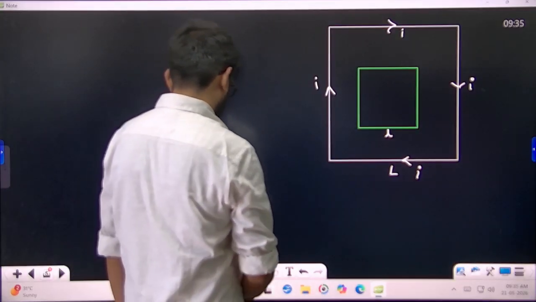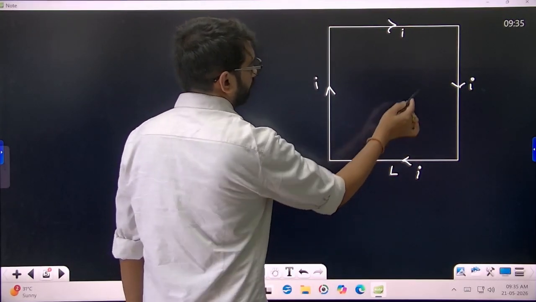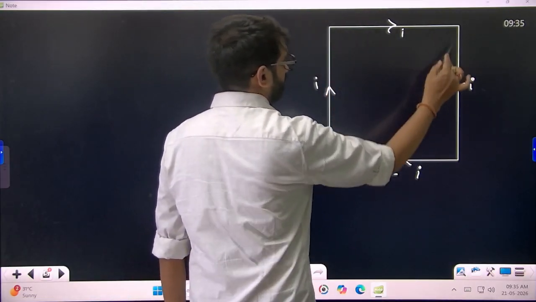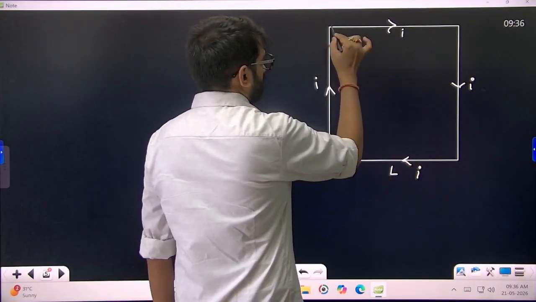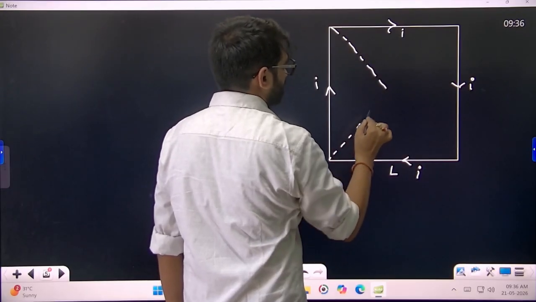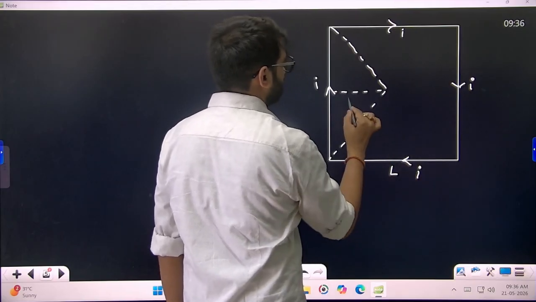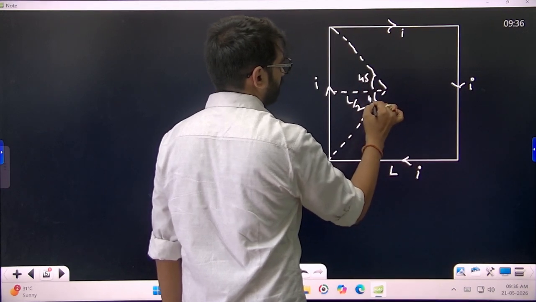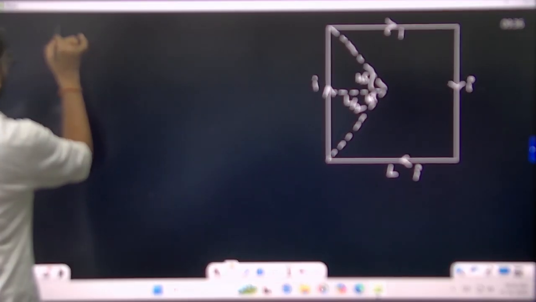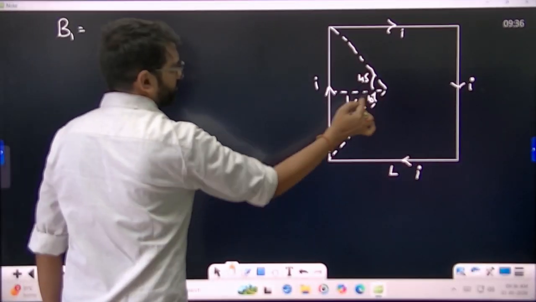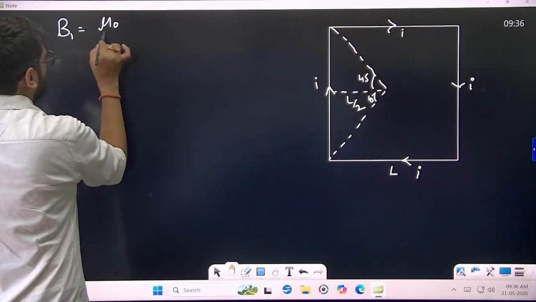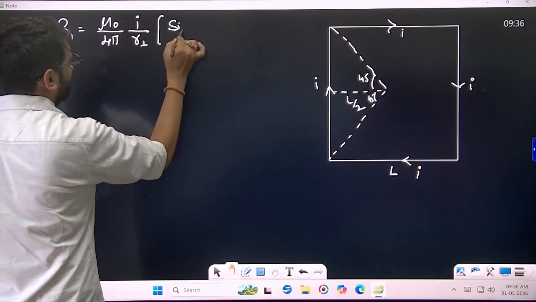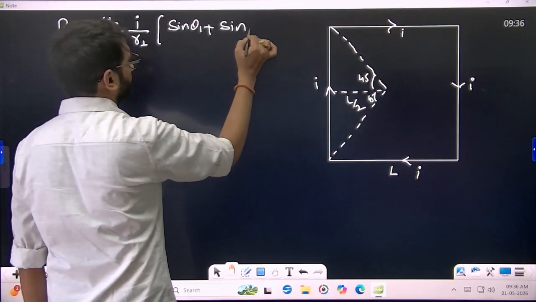And how do you find out the field? You can take this square coil as the combination of 4 finite wires, and each wire makes an angle here. This total side is L, so the perpendicular distance is L by 2. For a square, this is 45, this is 45. So due to a finite wire, the magnetic field at a perpendicular distance is given by mu naught by 4 pi into I by R perpendicular into (sin theta 1 plus sin theta 2).